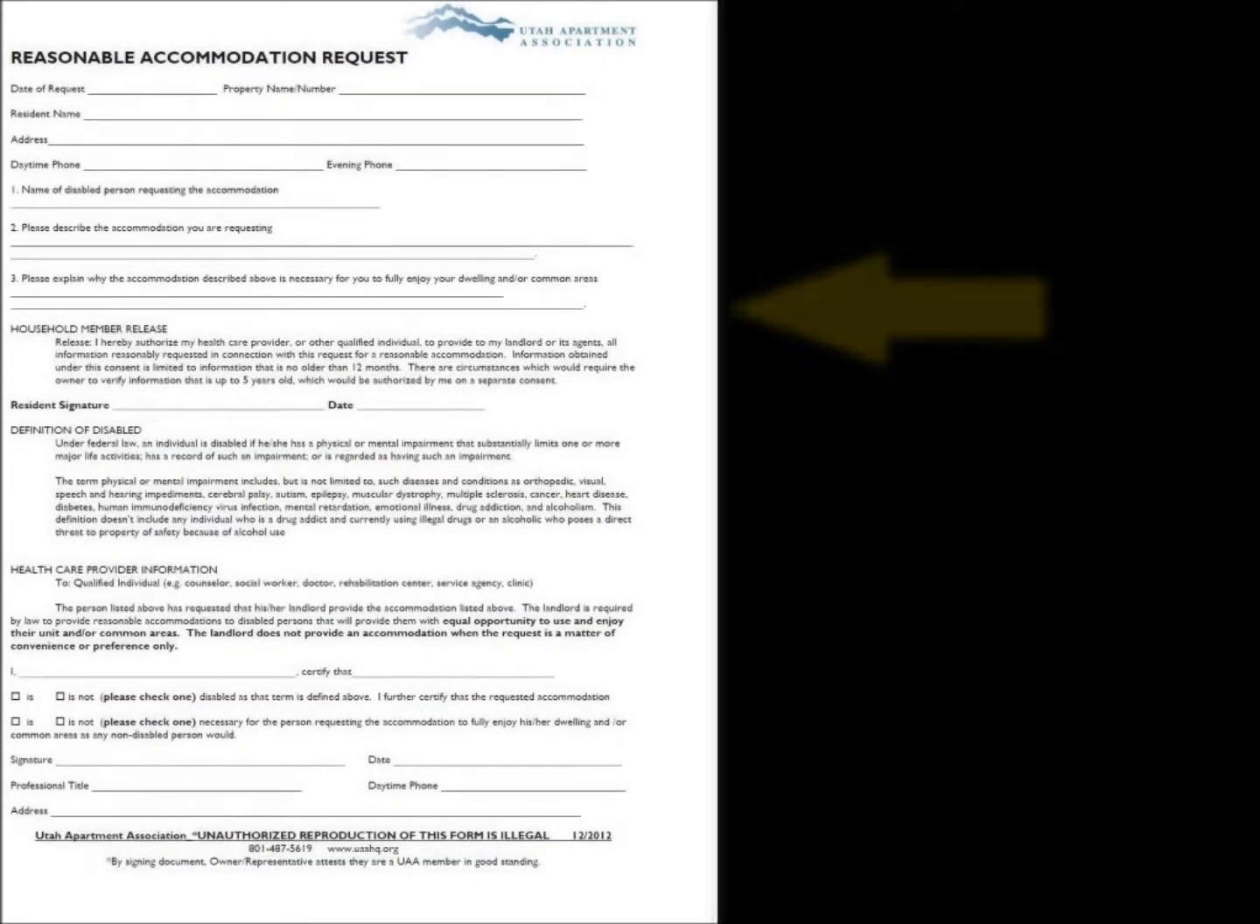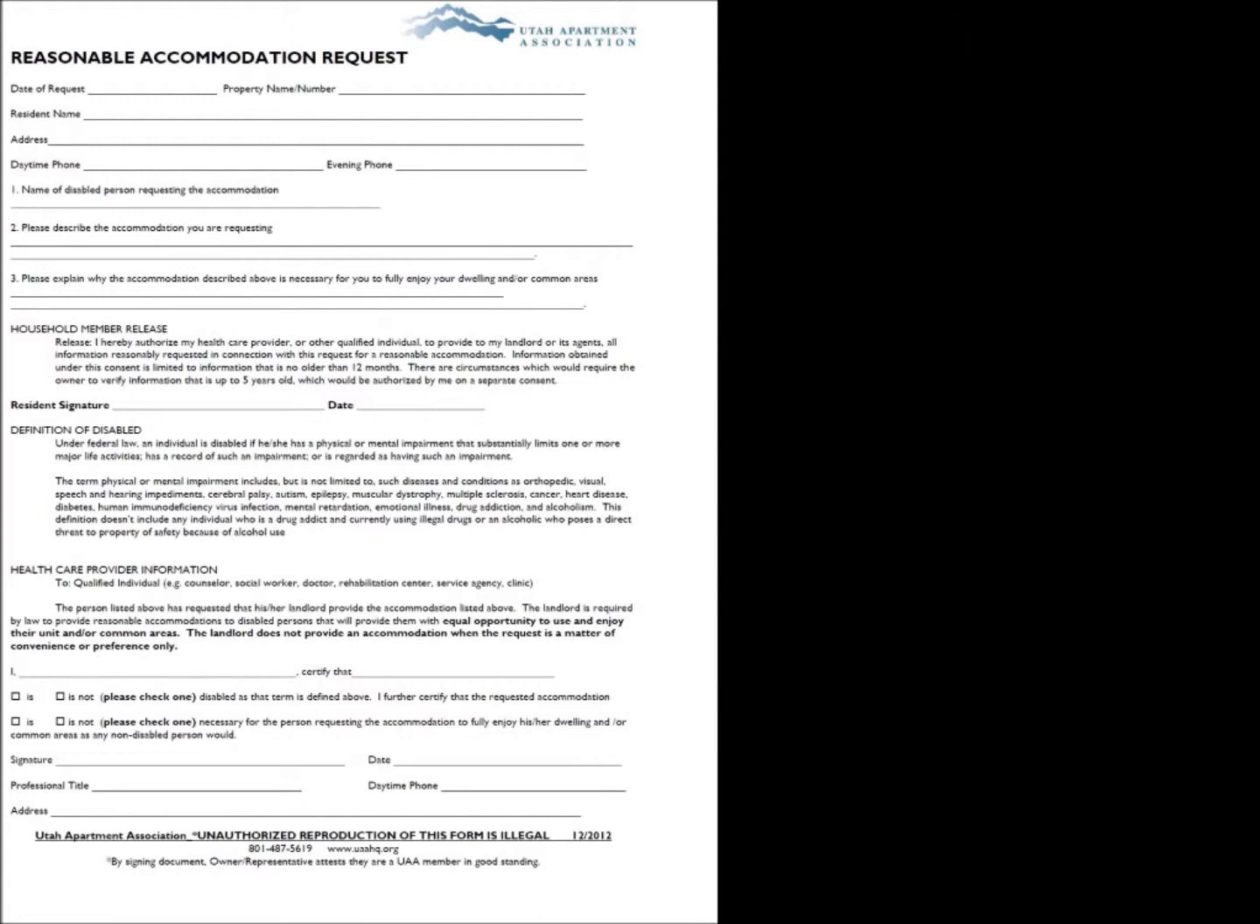Now remember, we don't typically ask people who are disabled, why are you disabled? But in the form, you're going to ask them why or how the accommodation is related to the disability.